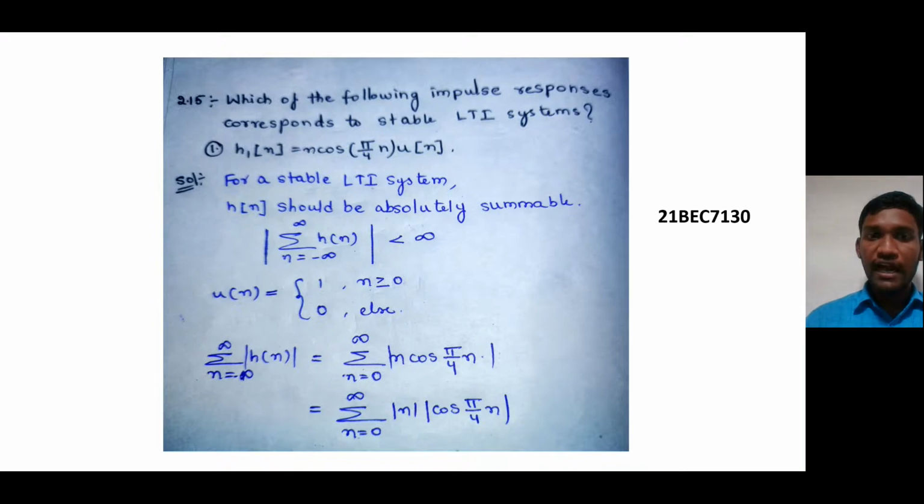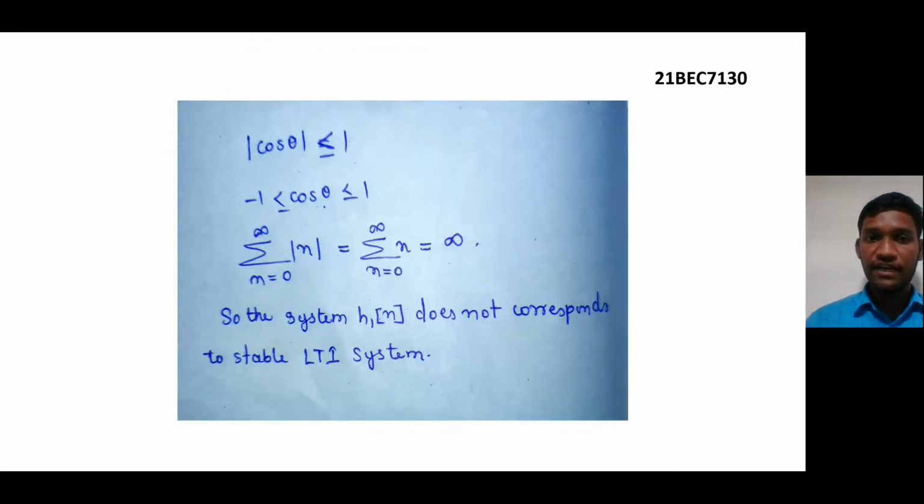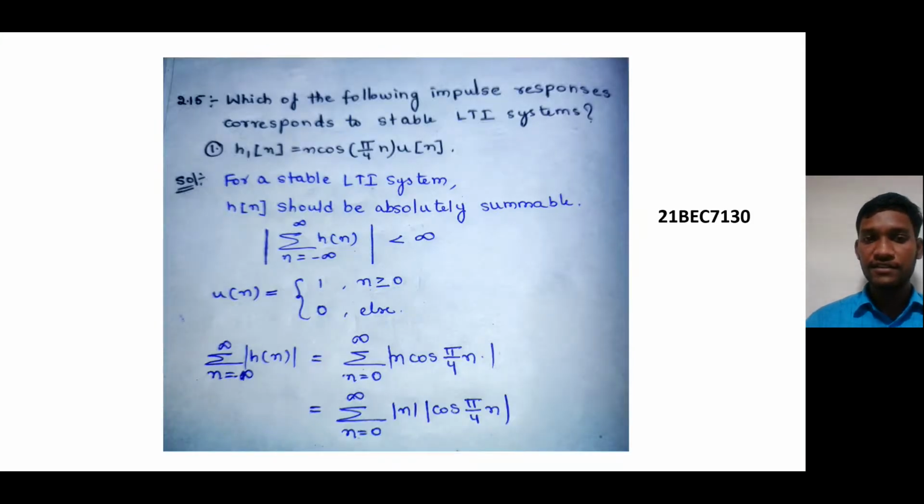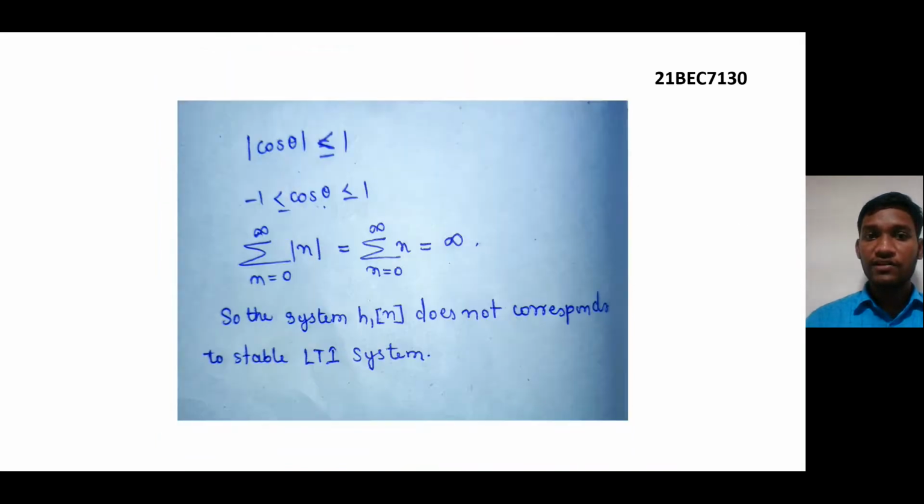some constant value, and now we consider the sum from n equals 0 to infinity of n. That means the value of the sum of n from 0 to infinity equals infinity. The product of infinity and a constant gives us infinity. So the modulus of h of n has value infinity, but this contradicts the fact that for a system to be a stable LTI system, it should always be less than infinity. So we can conclude the system h1 of n does not correspond to a stable LTI system.